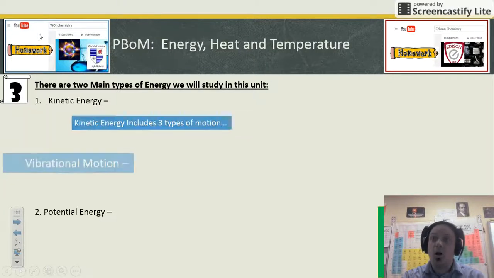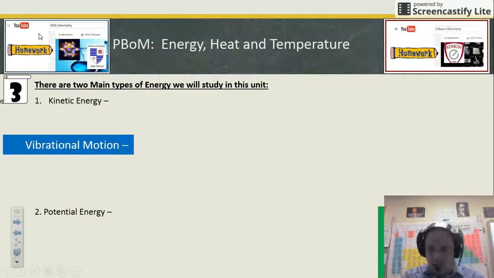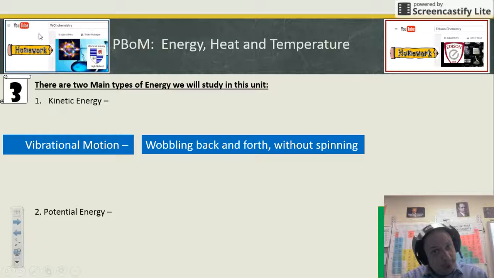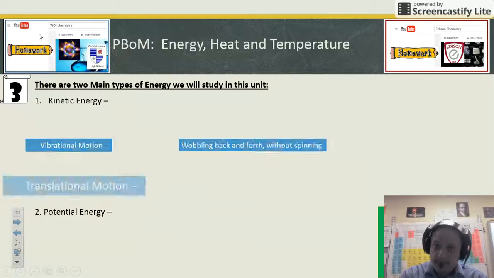Okay, there's vibrational motion. All atoms are doing this in the universe, vibrating in place. If it's a solid, they're stuck. If it's a liquid, they're rolling past. And if it's a gas, they're moving in straight lines, but they're still vibrating at the same time. That's what that means. Bobbling without spinning.